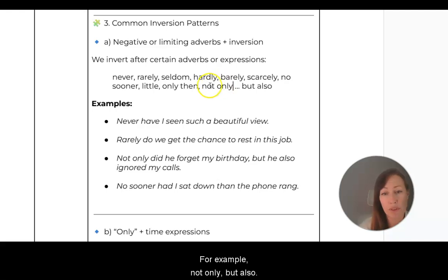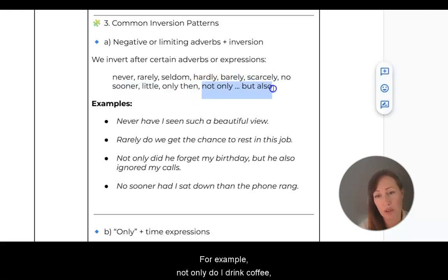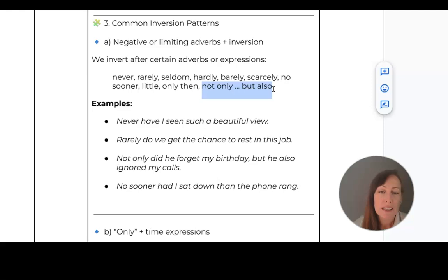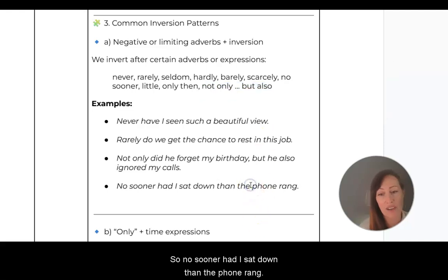Not only, but also. For example, not only do I drink coffee, but I also drink tea. We're putting the auxiliary in there. Some more examples. Never have I seen such a beautiful view. Rarely do we get a chance to rest. Not only did he forget my birthday, but he also ignored my calls. No sooner had I sat down than the phone rang. So it's useful to try to remember some of these to use and also to study them a little bit so that if you see them, you recognize them.